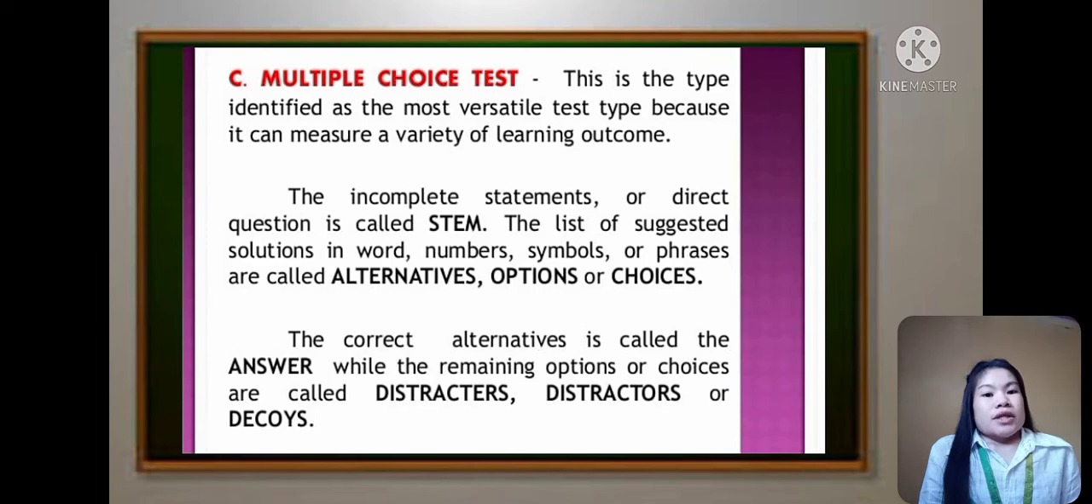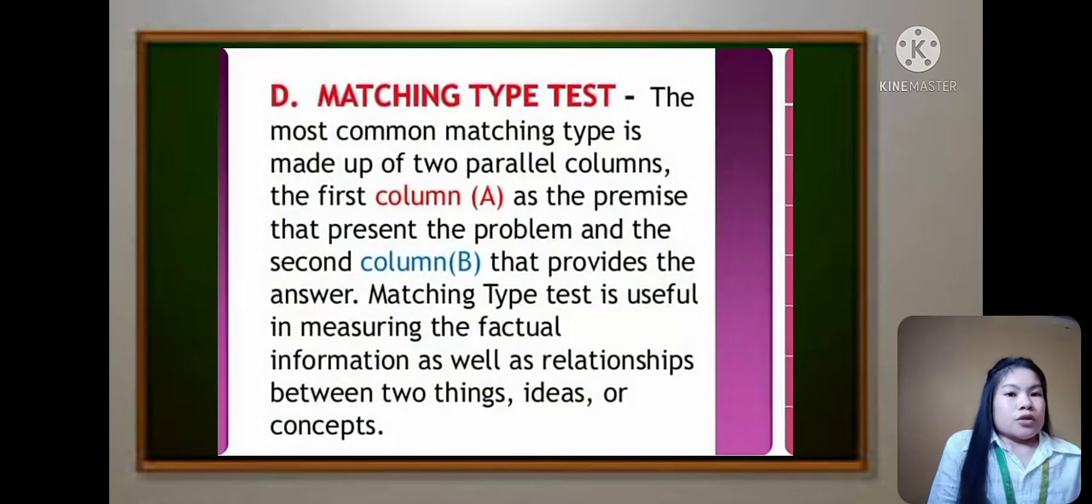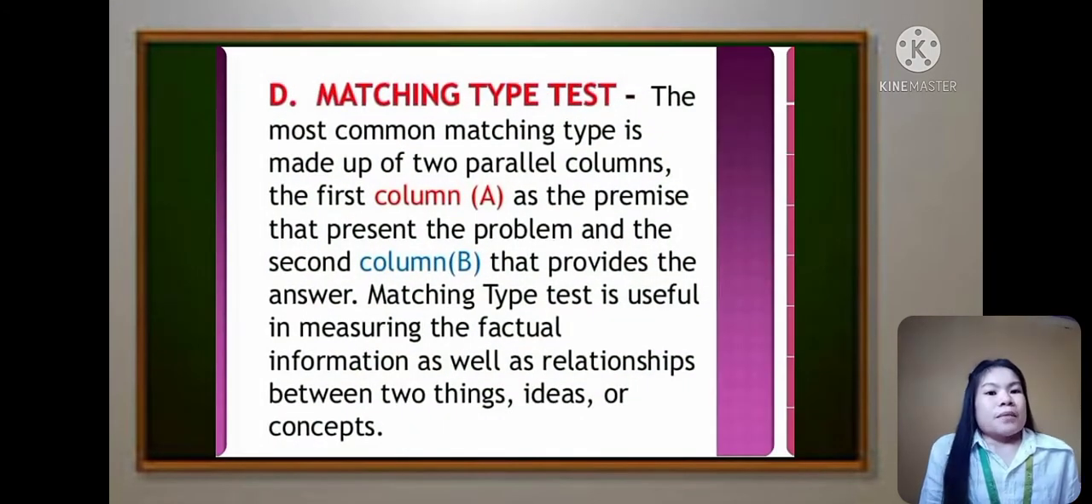The list of suggested solutions in words, numbers, symbols, or phrases are called alternatives, options, or choices. The correct alternative is called the answer, while the remaining options or choices are called distractors. Letter D. Matching type test.